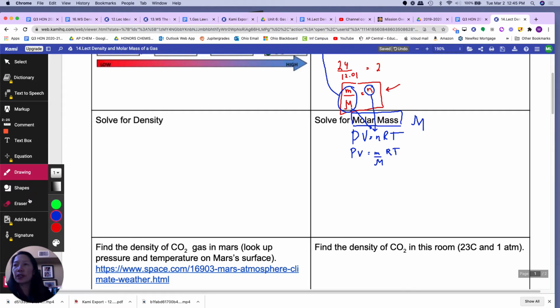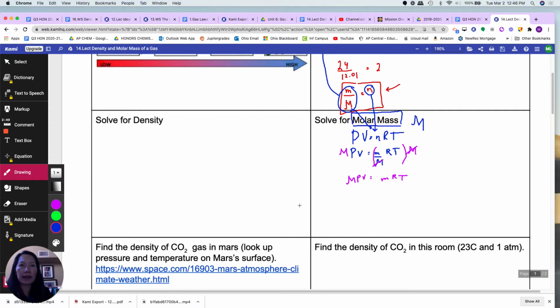So then, in a different color here, to get big M on one side, what I'm going to do is multiply both sides by big M. So I get M in the numerator. So I'm going to get MPV is equal to mRT. Then I'm going to divide by PV. So the molar mass is the mass times R times T over PV.